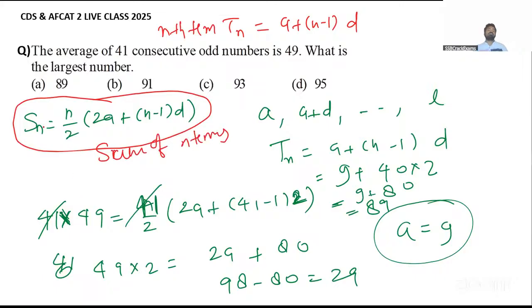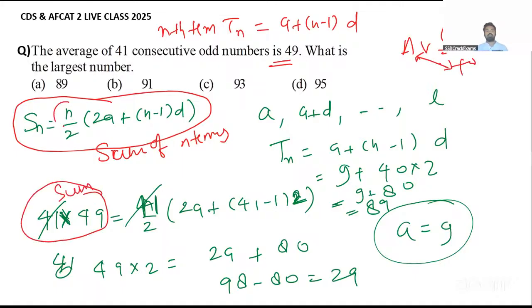Okay, since I have 41 numbers and their average is 49, and average, we know, is sum of quantities upon total quantities, so if I want to find the sum, then I will multiply the average by the total number of quantities. So it will be 41 times 49. So that will be the sum. Now the number of quantities I have is 41. So I put it here.